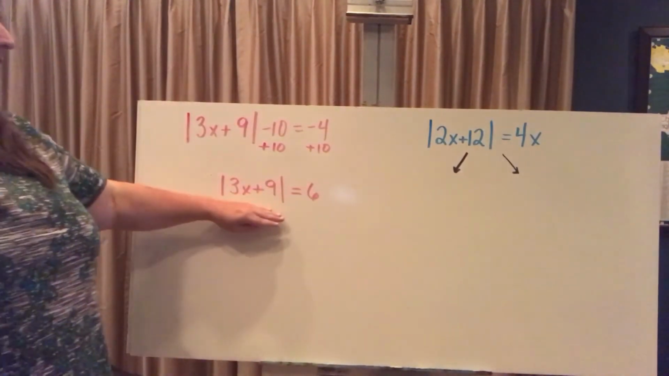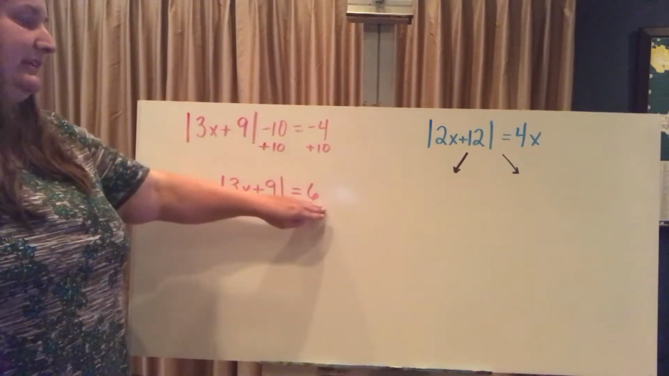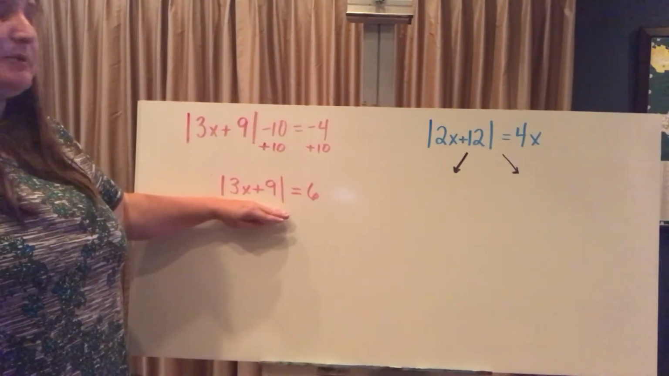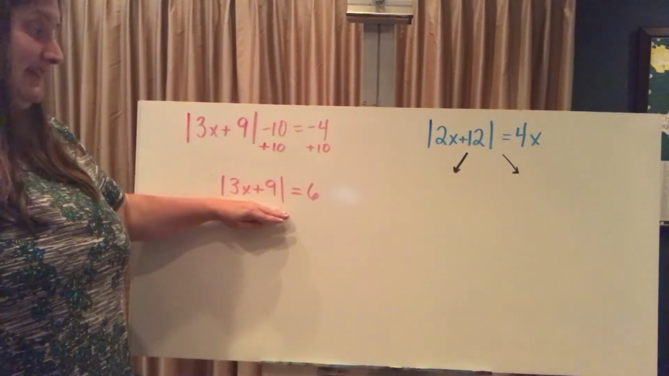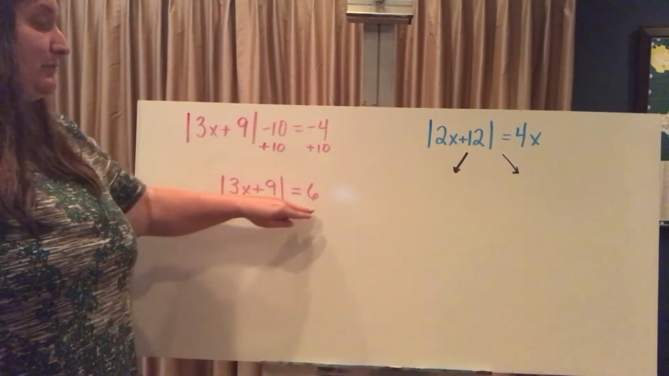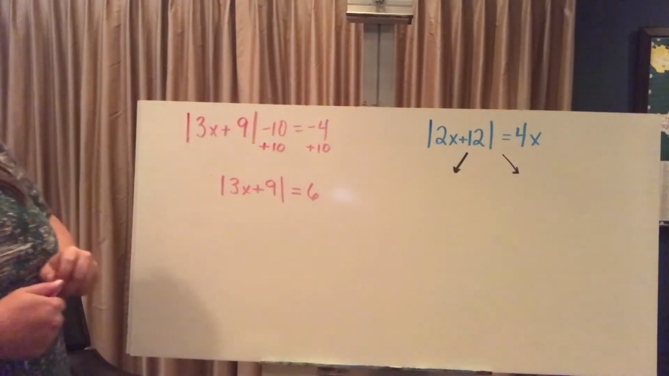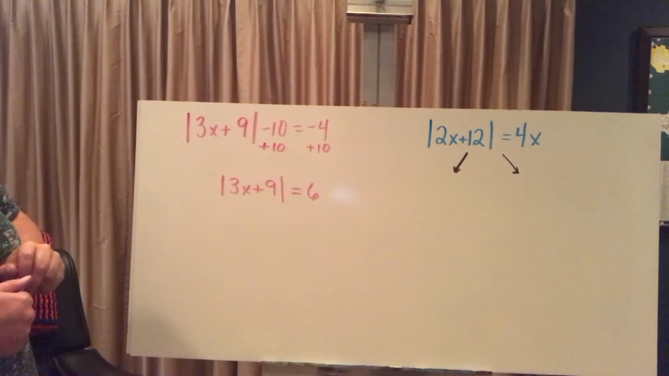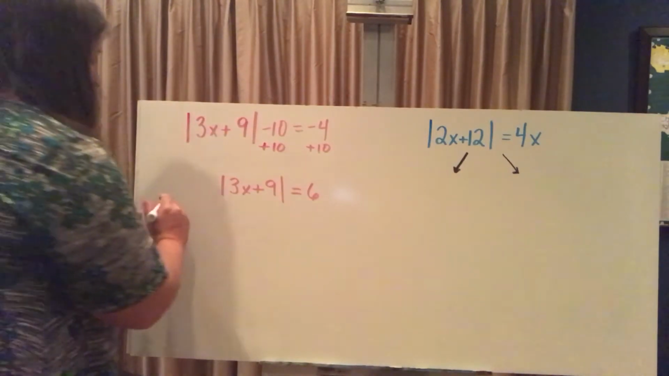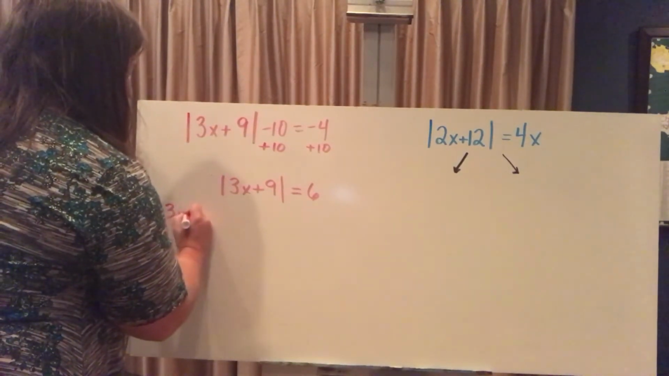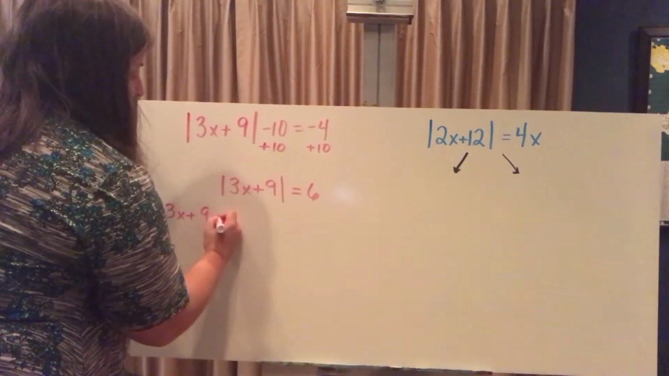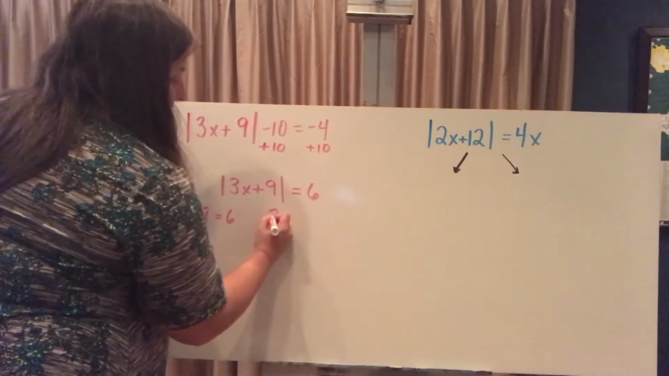Now this absolute value could be equal to 6, or this could have been equal to negative 6, because the absolute value of negative 6 would also give me 6. So I'm going to set up two different equations to solve here. This 3x plus 9 could have been equal to 6 or negative 6.